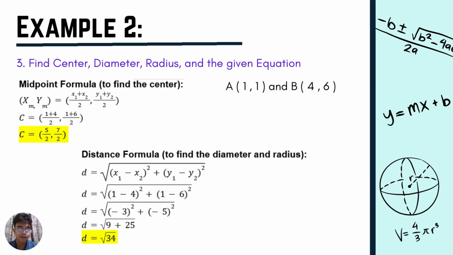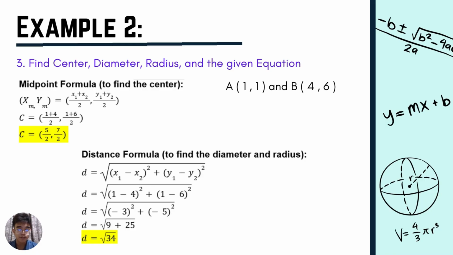Now we will utilize the distance formula to find the diameter and the radius. Let's first find our diameter using the distance formula. And take note that I also identified our x sub 1, y sub 1, and x sub 2, y sub 2. Now that would lead us to d is equal to the square root of 1 minus 4 squared plus 1 minus 6 squared by the distance formula. Now 1 minus 4 is equal to negative 3 and 1 minus 6 is negative 5.